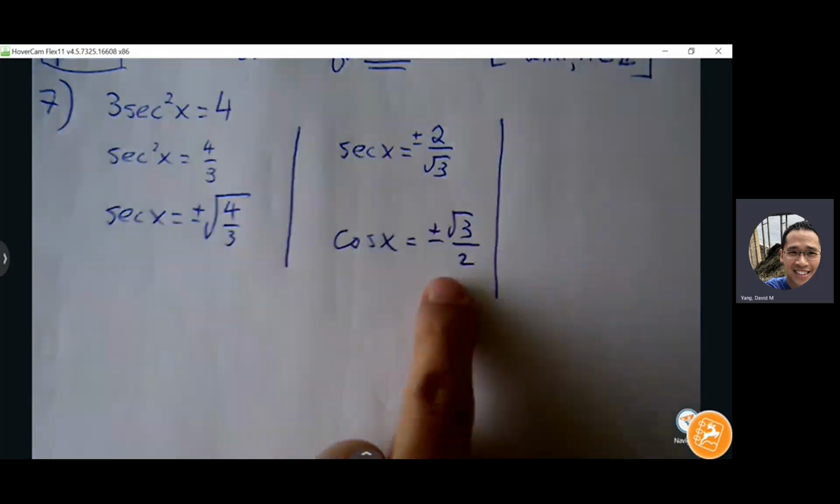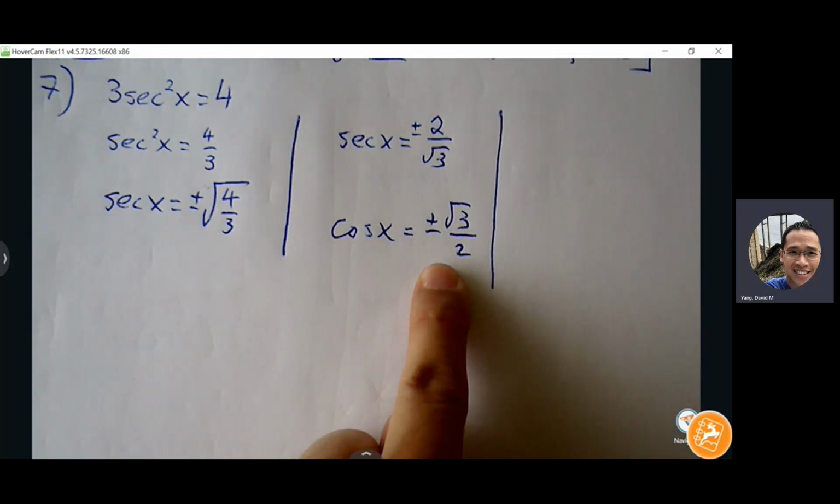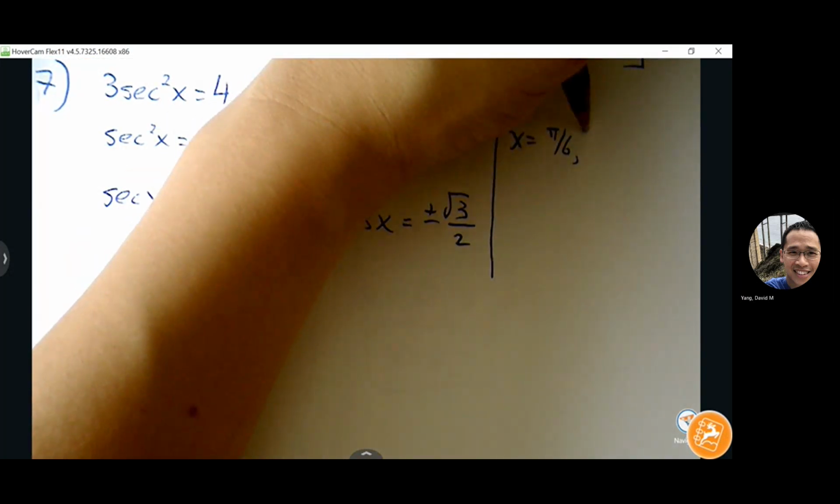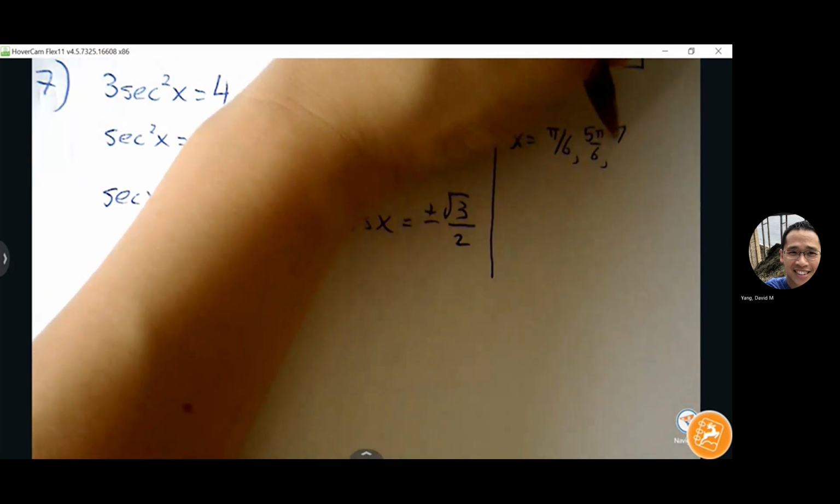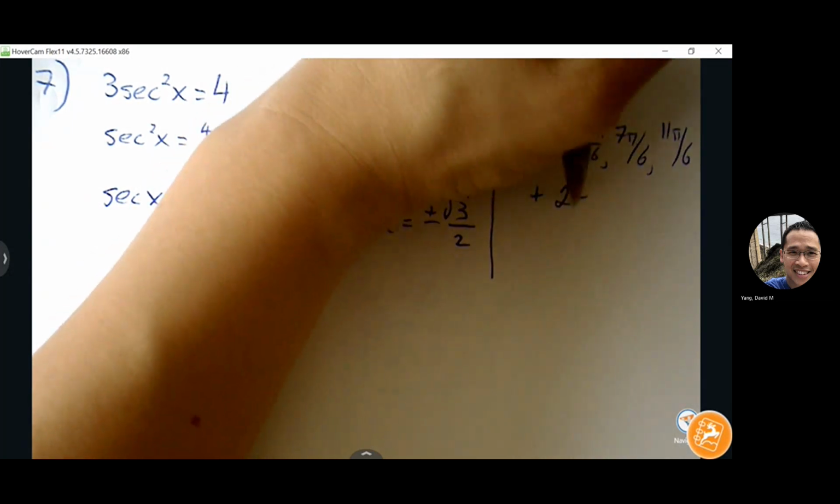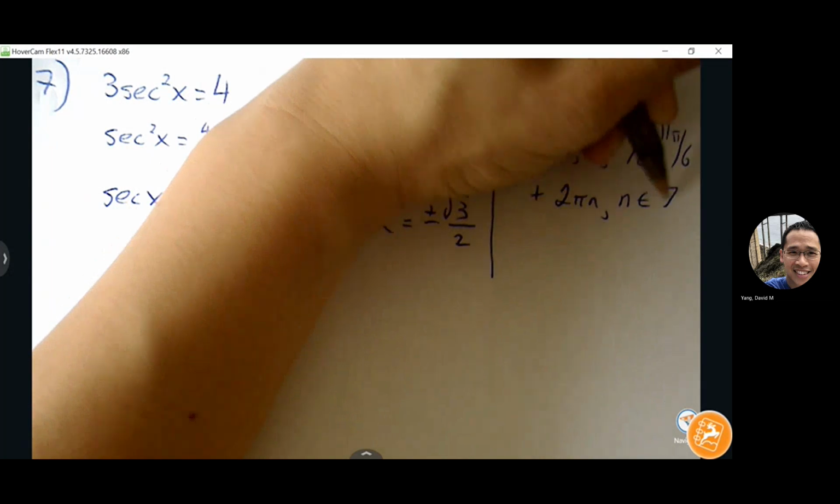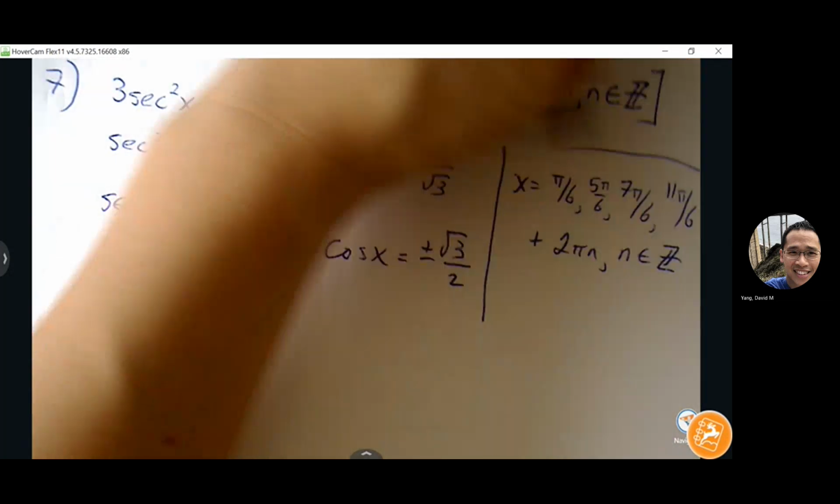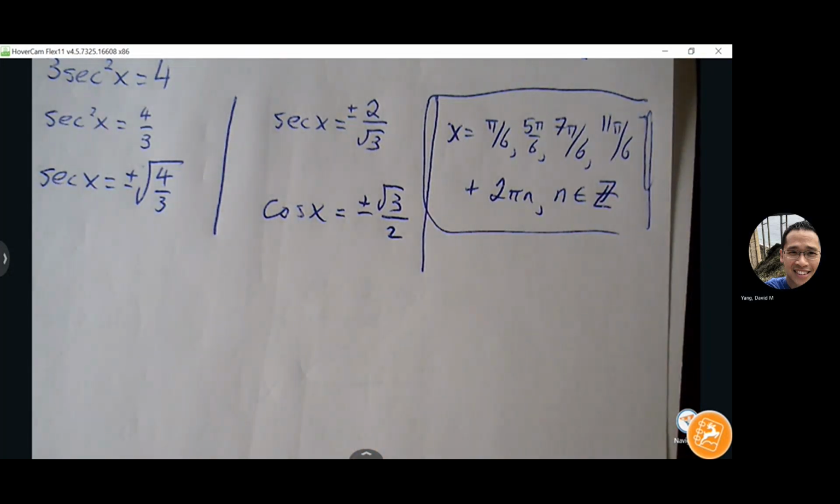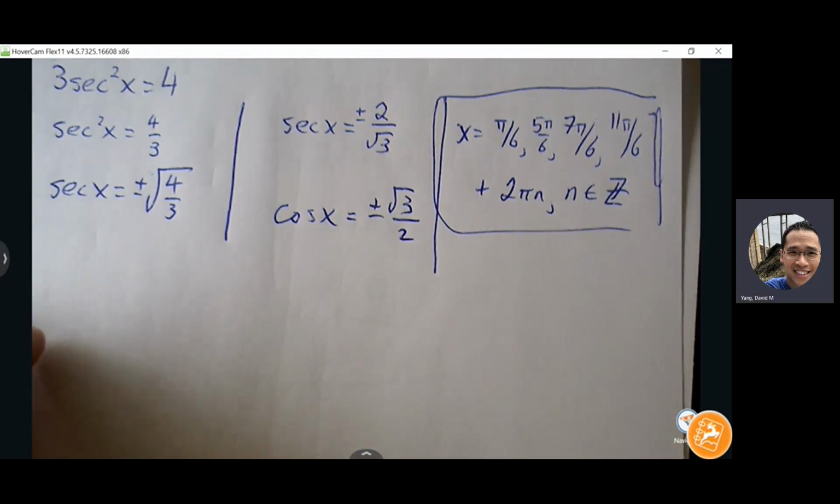Okay, so all 4 quadrants is in which family here? 5 or 6. And each of these we can do plus 2 pi n. That will get us all the infinite numbers of solutions that will keep repeating itself.